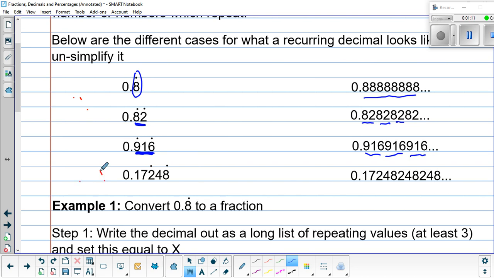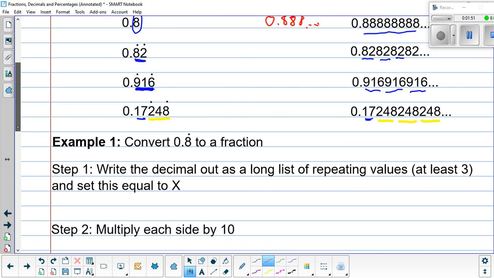And lastly, what happens if the dots aren't over all the numbers, and we have some other numbers too? Well, we just write those other numbers. So we have 0.17 as 0.17, then 248 as 248, then 248, then 248. A common thing when we write these out is to write at least 3 of the numbers. So for the first one, I would write 0.888 and then show some dots just to show that I know this keeps going on, but that's just when we go to calculate.